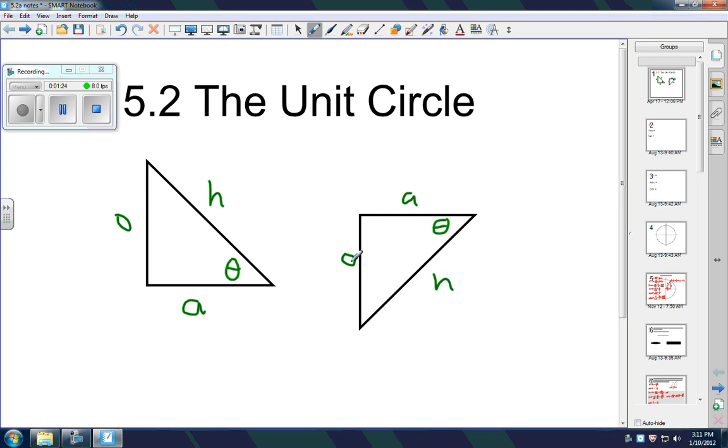Now, I drew these triangles this way for a reason, because that's how they're going to look in the unit circle. Next slide's going to throw a lot of stuff at you. Pause it, get it in your notes, watch it as many times as you need to, and we'll start practicing this stuff tomorrow. Okay, here's what it looks like.